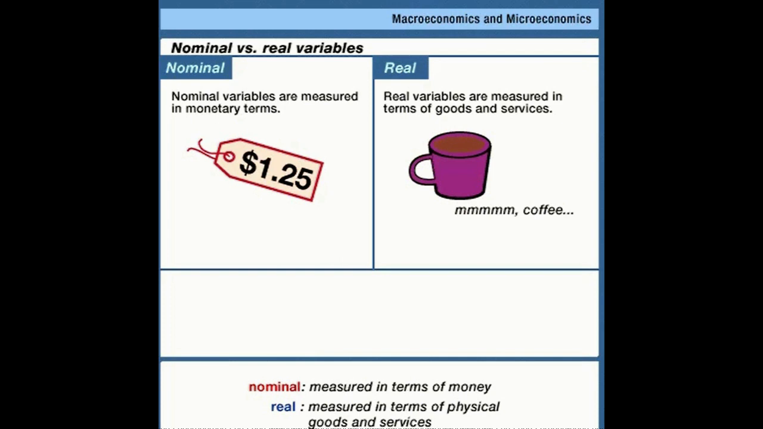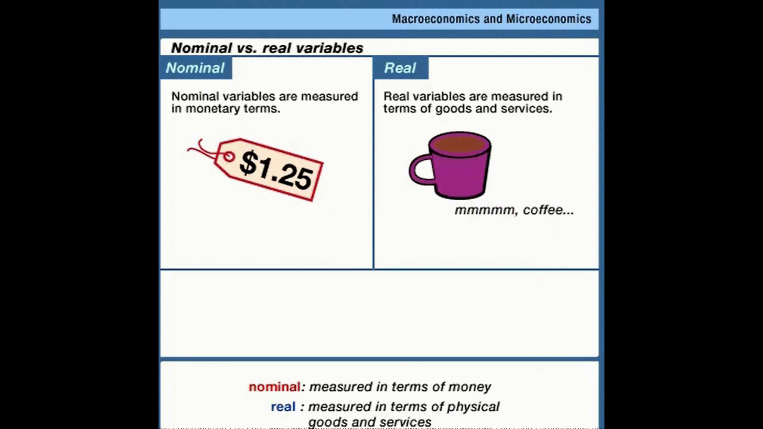Things measured in terms of money are called nominal variables. So here is $1, a nominal measure. And here is $1.25 worth of coffee, another nominal measure. The neat thing about nominal measures is they're very easy to add up.